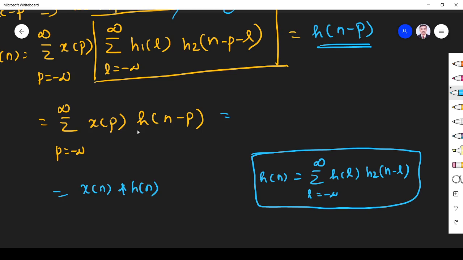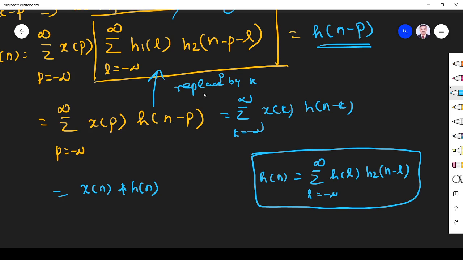Right? Why am I writing this? You replace p by k. P is just a variable. Instead of k, we have p. If you replace p by k, summation from minus infinity to plus infinity, x of k, h of n minus k. Replace p by k, we get this one. This is nothing but x of n star h of n, right? So this h of n we got from here. Yes or no? So that is our overall impulse response.